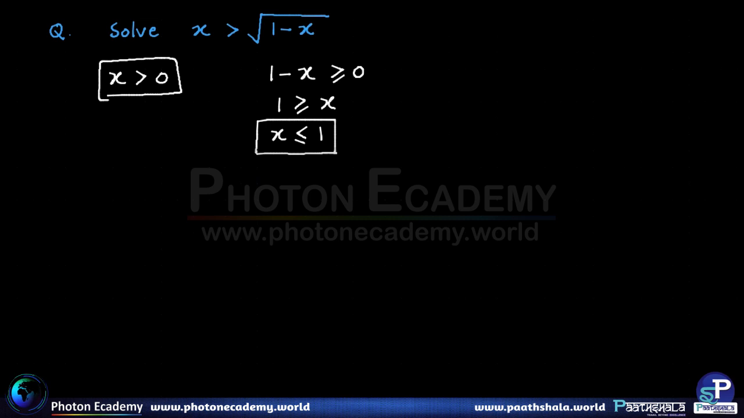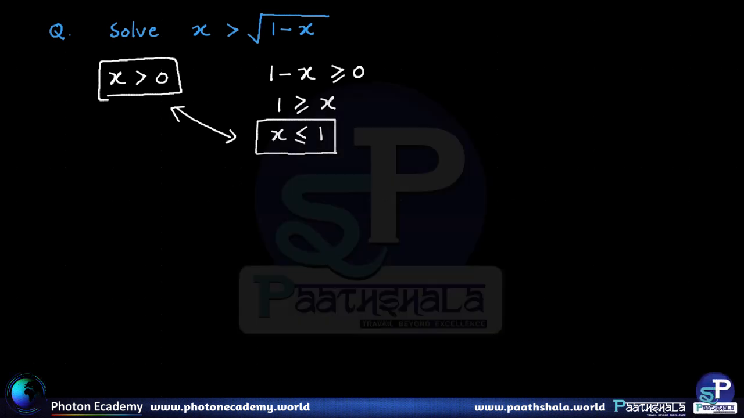Alright, now let us square the inequality keeping in mind the two restrictions that we have. So now we can square the inequality and say that it is x square greater than 1 minus x. Bringing everything on one side, we have x square plus x minus 1 greater than 0.